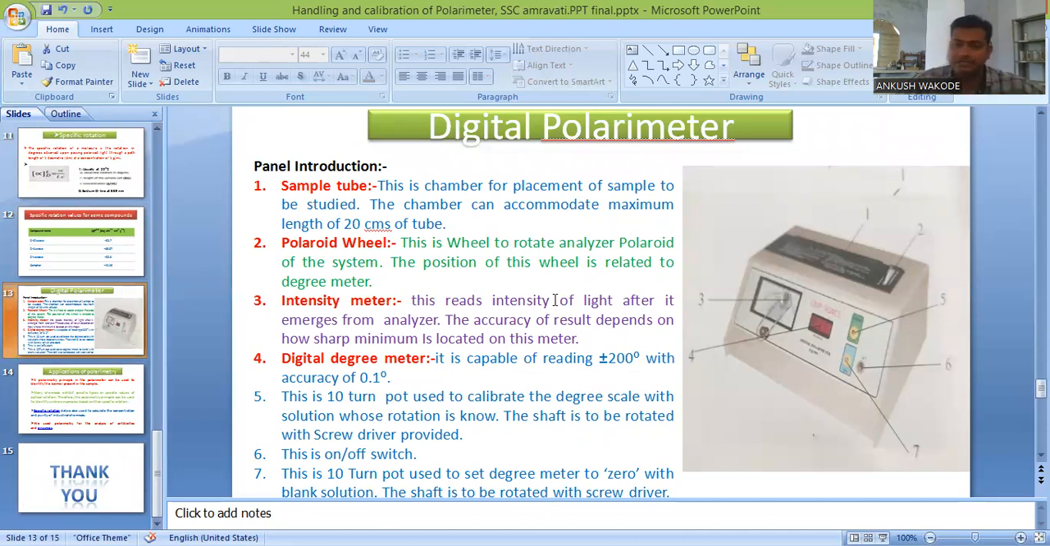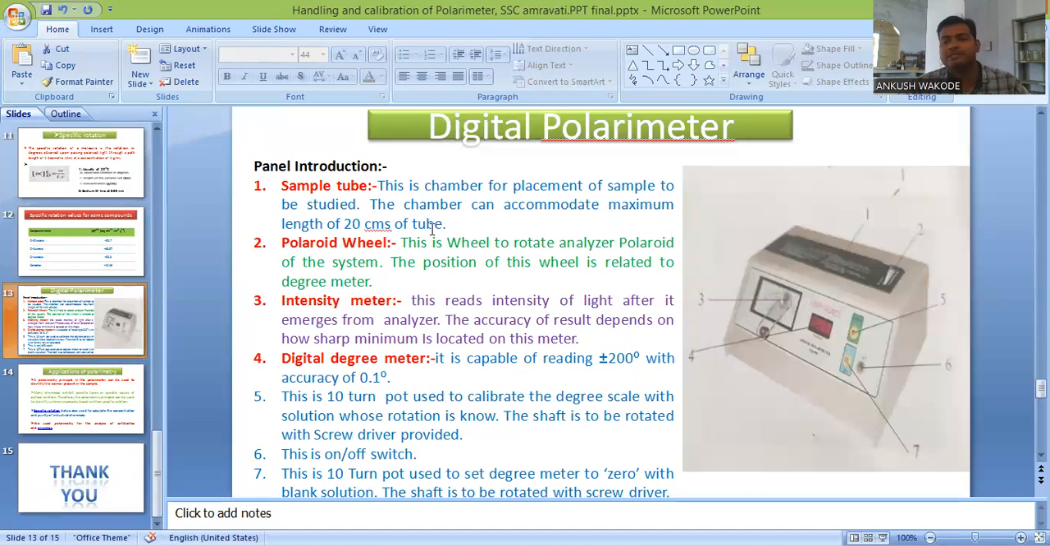Now, the digital polarimeter. The demonstration of this polarimetric instrument, I will provide in a separate video. And now we are just going to learn about the panel introduction.